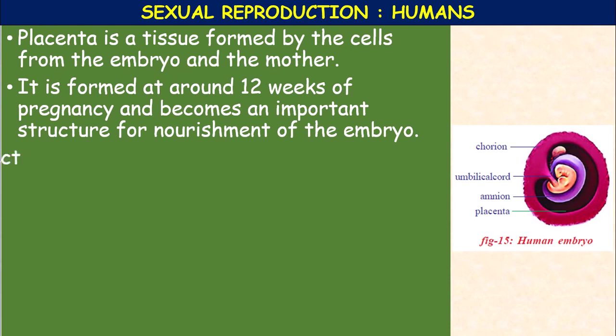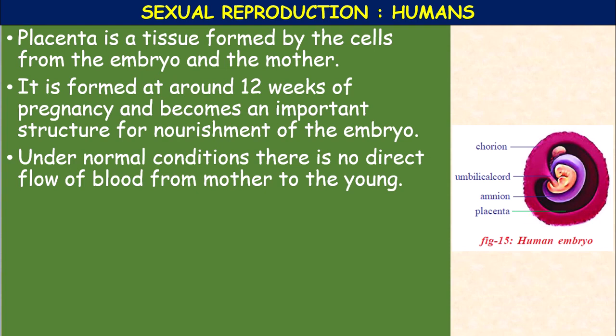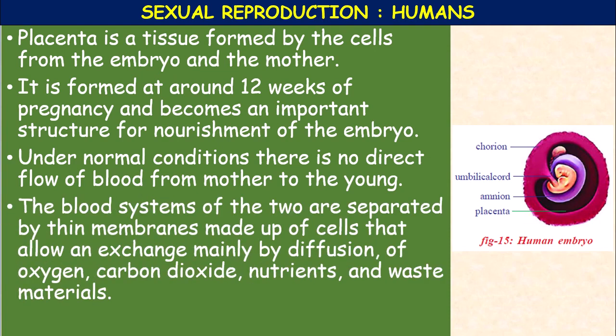Under normal conditions, there is no direct flow of blood from mother to the young. The blood systems of the two are separated by thin membranes made up of cells that allow an exchange, mainly of oxygen and carbon dioxide, and even the waste materials also pass through these thin membranes. Okay. So this is the placenta.